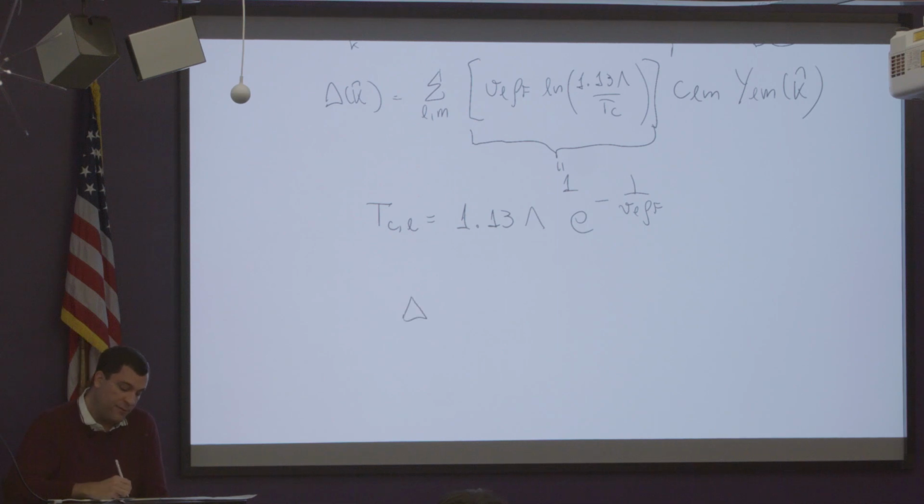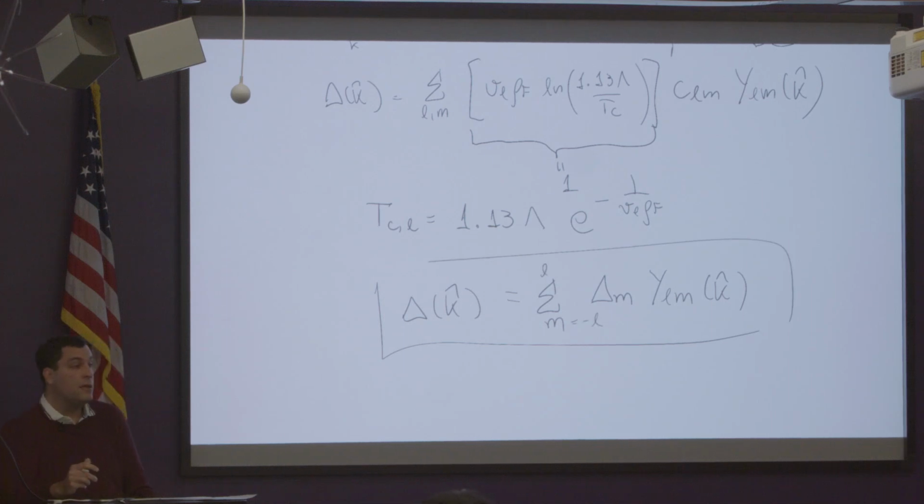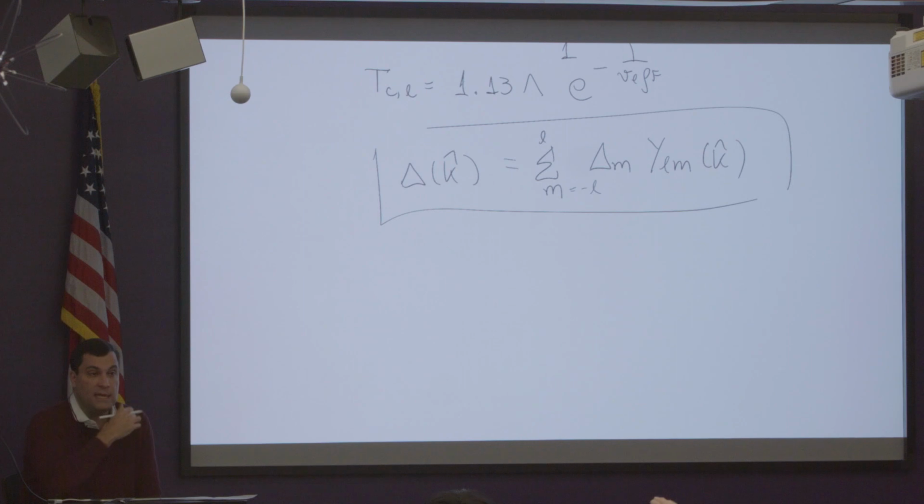So what I find is that delta_k is a sum over M, and the C_LM for that fixed L, I'm just going to call delta_M. It's just a number, a complex number, times Y_LM(k) for that particular L channel, and of course M goes from minus L to L. So what does this very simple lesson teach us?